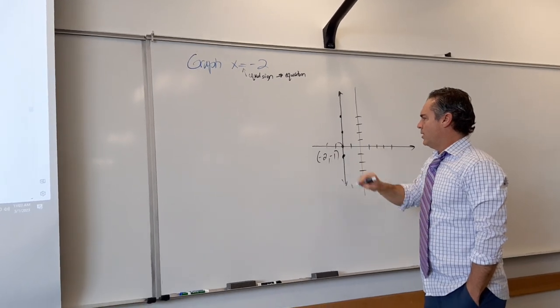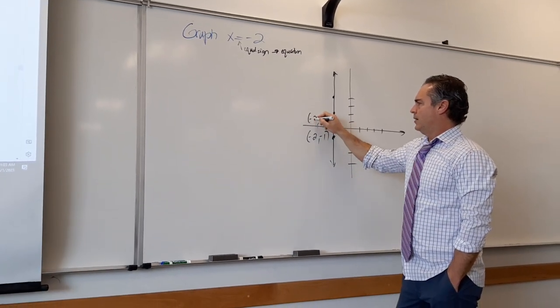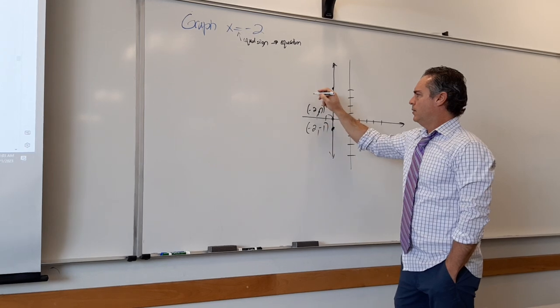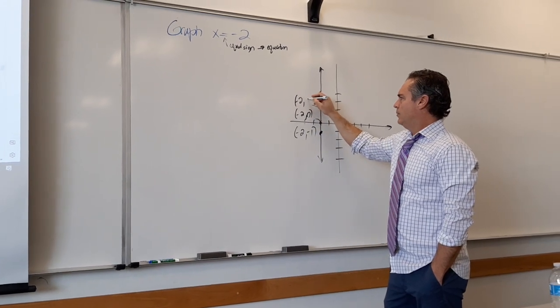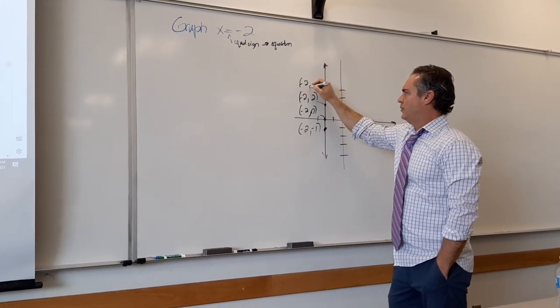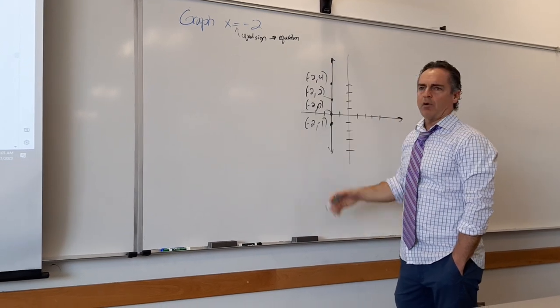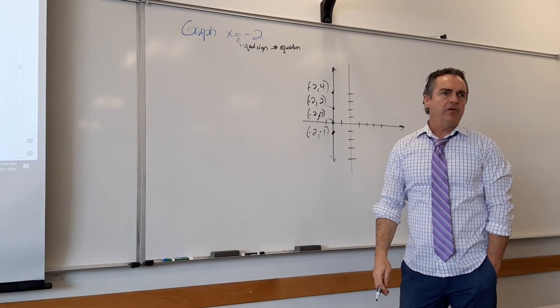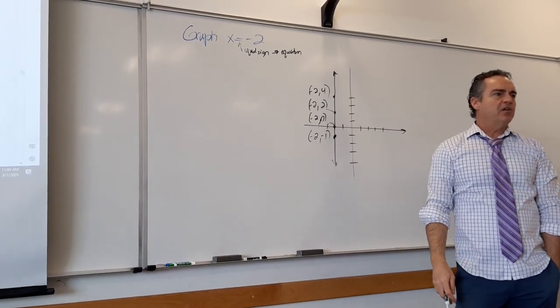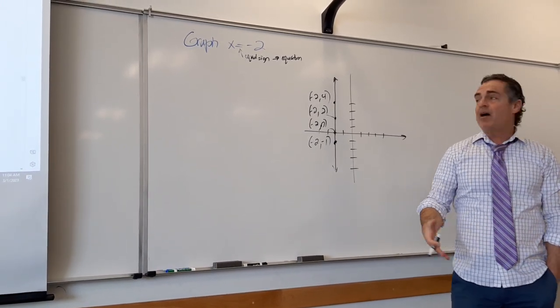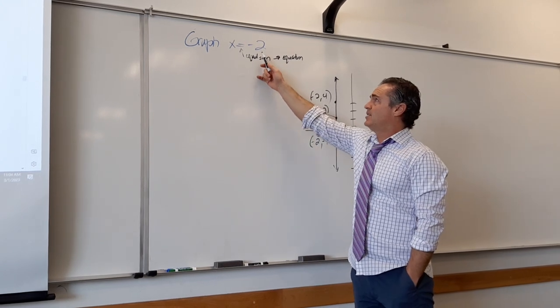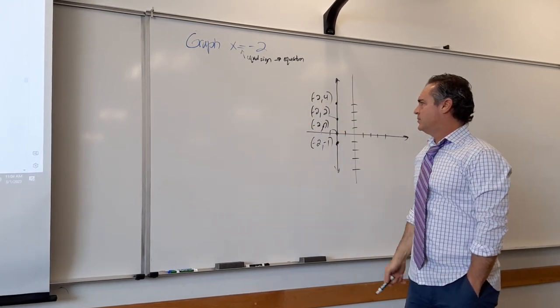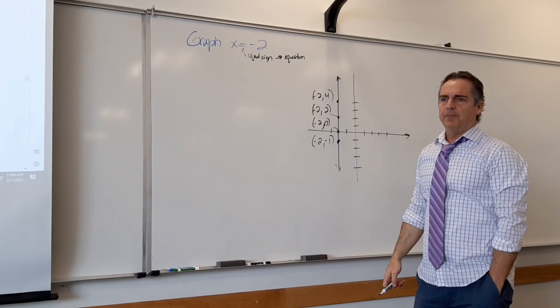-2, -1. How about this point right here? -2, -0. This point right here? -2, -2. And this one right here? -2, -4. What did x equal on all those points? A horizontal or vertical line reveals that every single point is the value of this. So if x equals -2, every x equals -2. Okay? Cool?